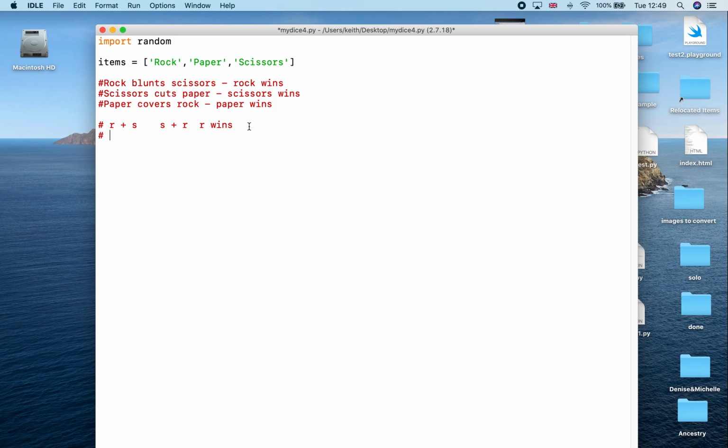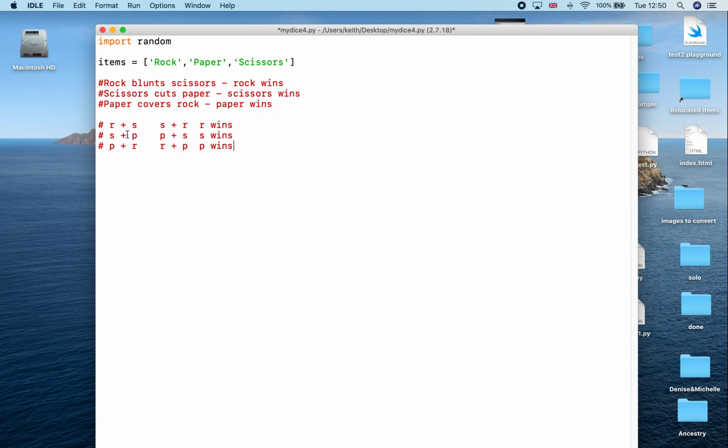If I take a look at the next one, what did I have? Scissors and paper is the same as if I had paper and scissors. In that case, scissors wins. And if I have paper and rock, rock and paper, then the paper wins. Almost covered everything. I've got 6 different combinations.